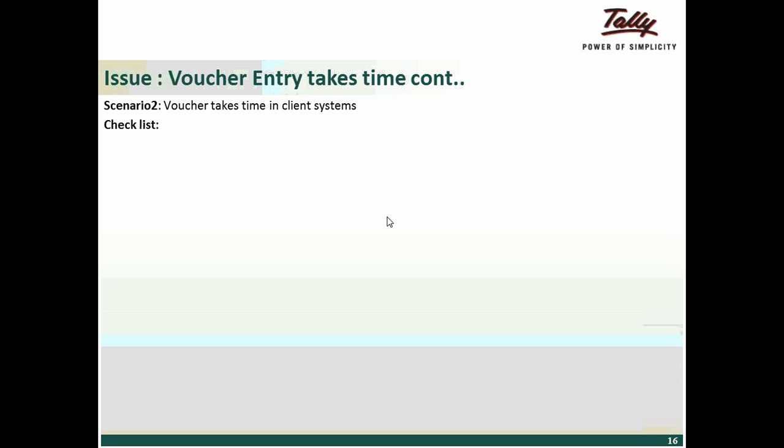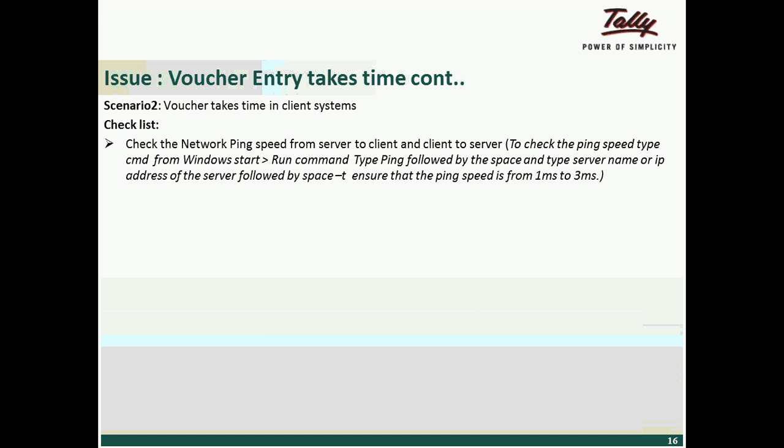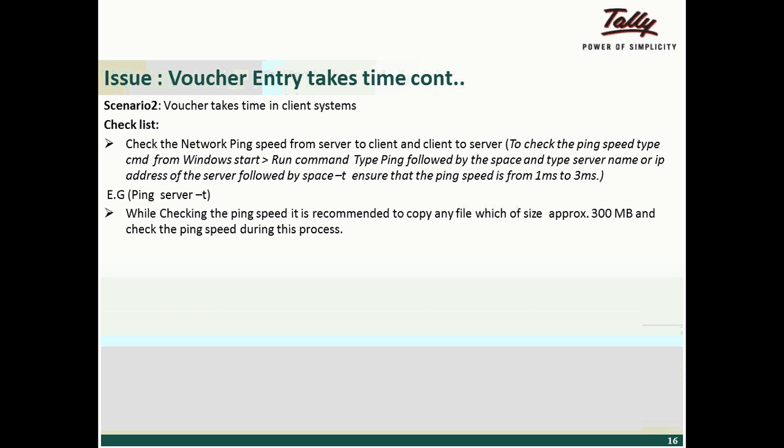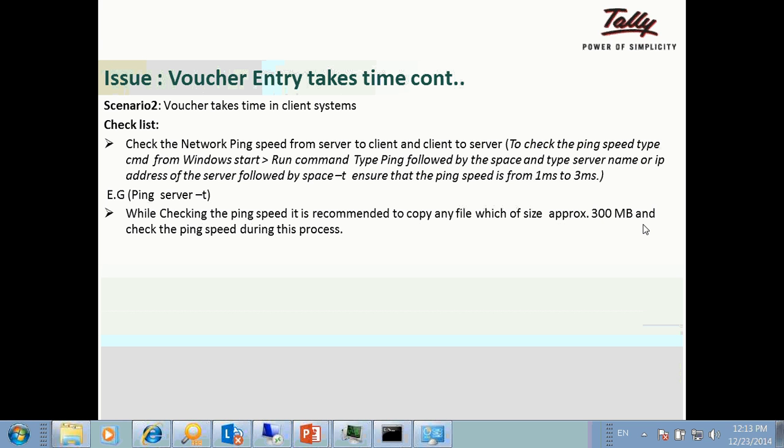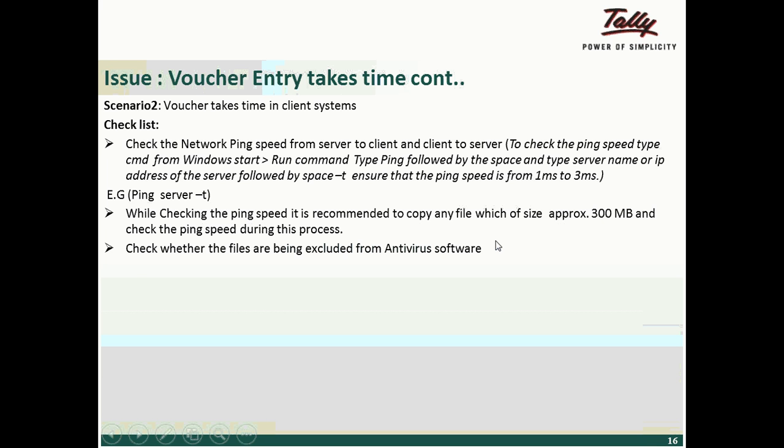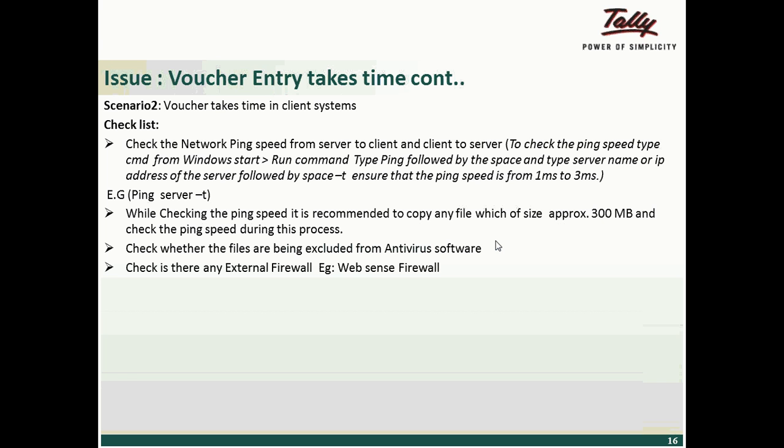Voucher entry takes time in the case of a client machine. What are the checklists you need to check? Check the ping speed, and ensure that no other network resource-oriented applications are running. While checking the ping speed, copy a network listing file of 300 MB and check the process. Check whether the files are excluded from the antivirus software. Check if there is any external firewall. That is what we were discussing.